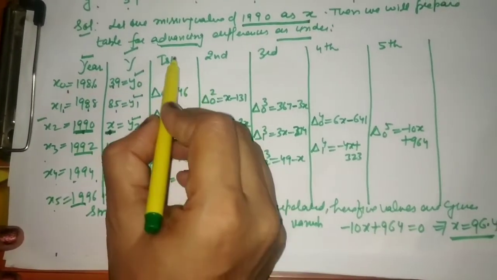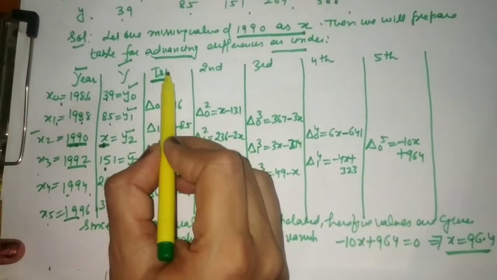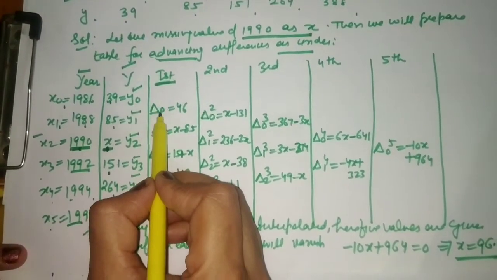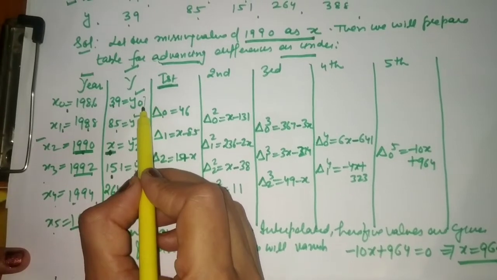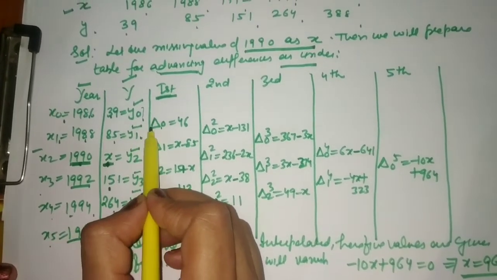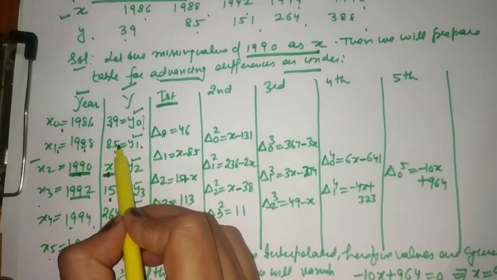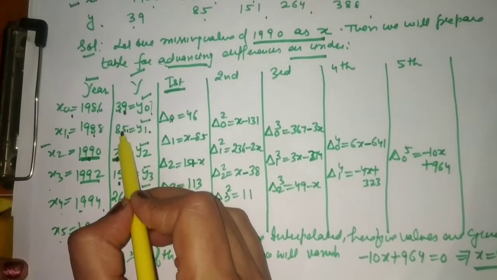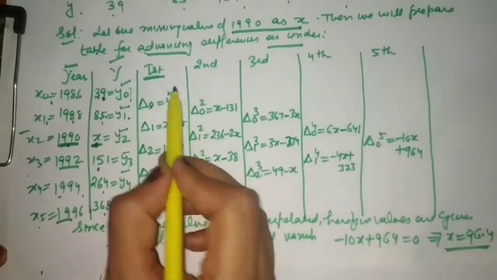Now, I will first formulate the first column. How do I calculate the first column? Delta 0, I am taking between y0 and y1. Delta 0 is 85 minus 39, that is 46.